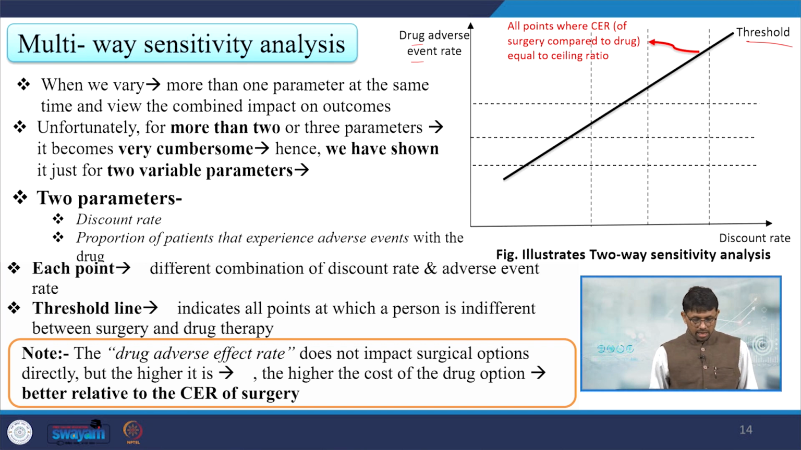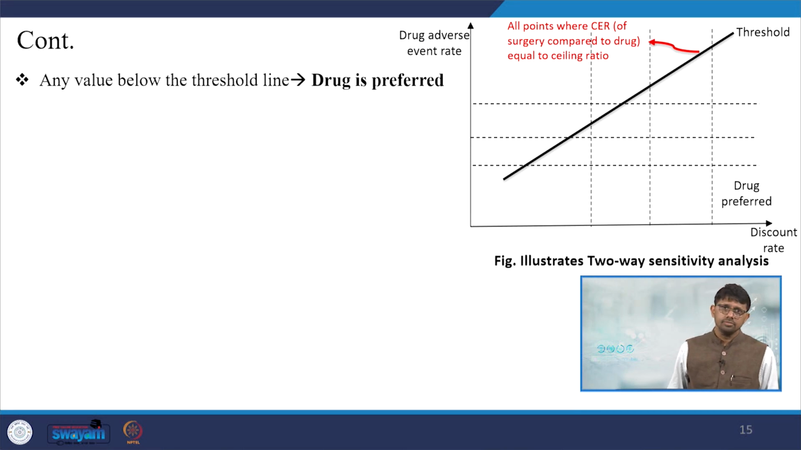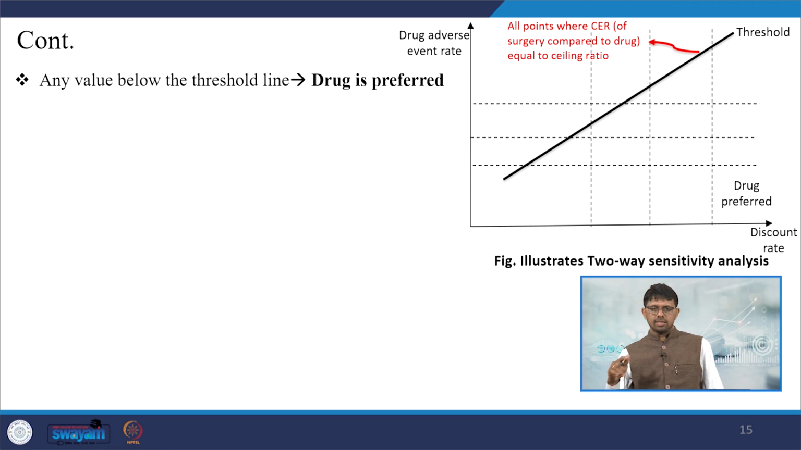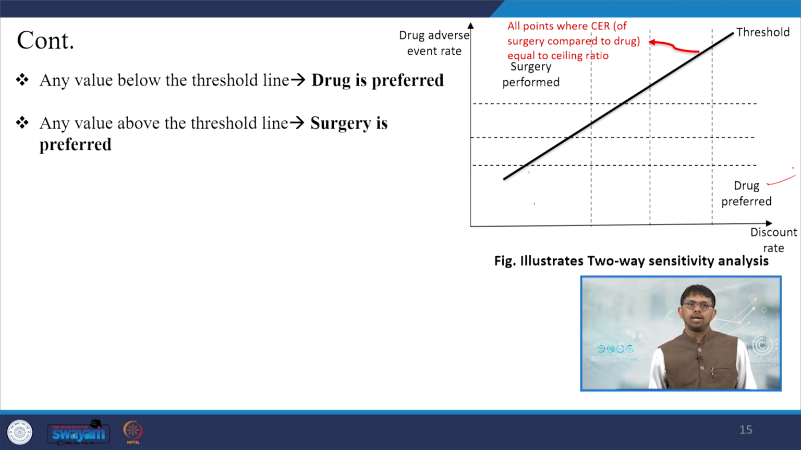The drug adverse effect rate does not impact surgical options directly, but the higher it is, the higher the cost of the drug option. That means surgery is better relative to the CER of the drug. Any value below this threshold line means the drug is preferred, which we already discussed here. And above the threshold line, surgery is preferred.